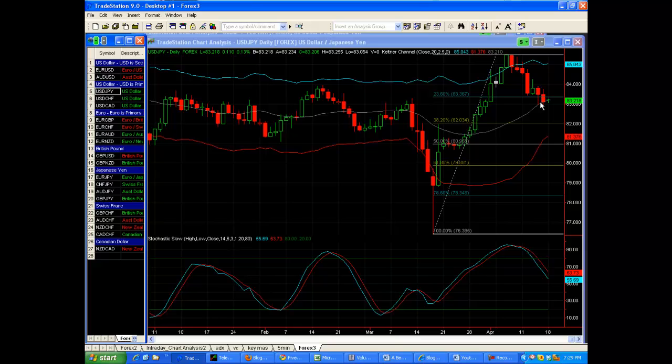Here's the yen. The yen tested the midline. Now we want to see if the bulls are going to come back for it. If not, and it continues to fall lower, here's the 38% retracement, 82.03. So watch that one on the downside. Then you have the lower Keltner channel line, of course, to watch.